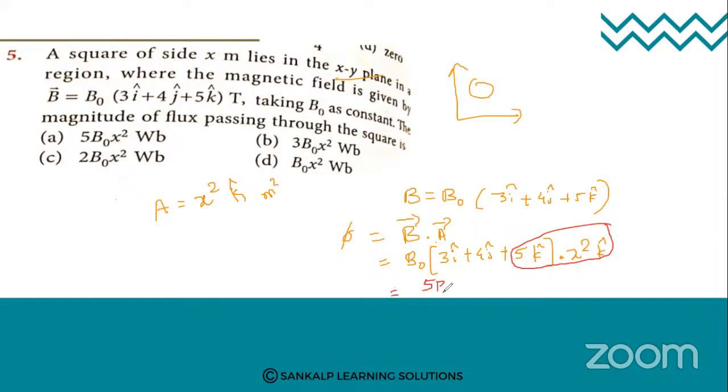B naught antu constant ide, adhe reetiyagi keep x square. As it is a magnetic flux, the unit of the magnetic flux is Weber. Therefore 5 B naught x square. Yarige idu artha aagalilla, please ask me. Yes, option A is right. So many students are saying option A, it is right.